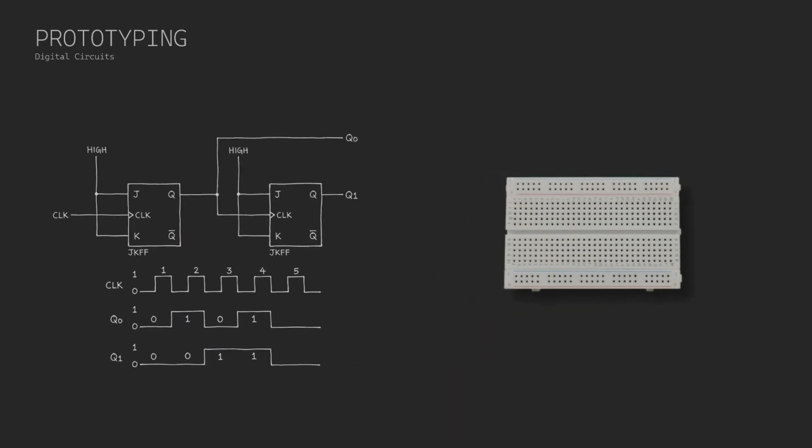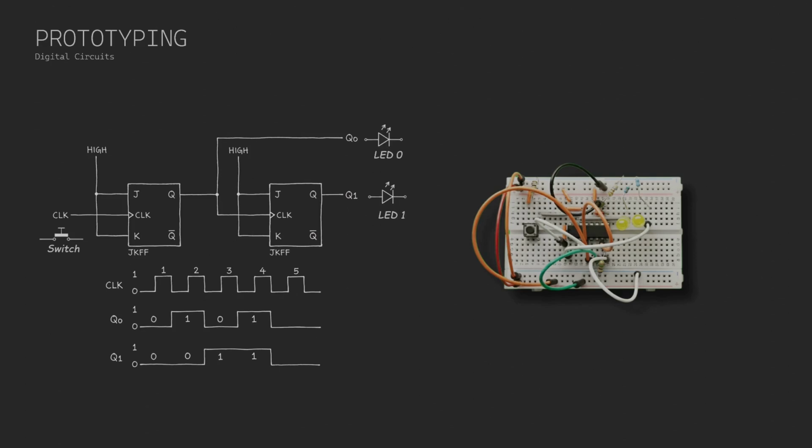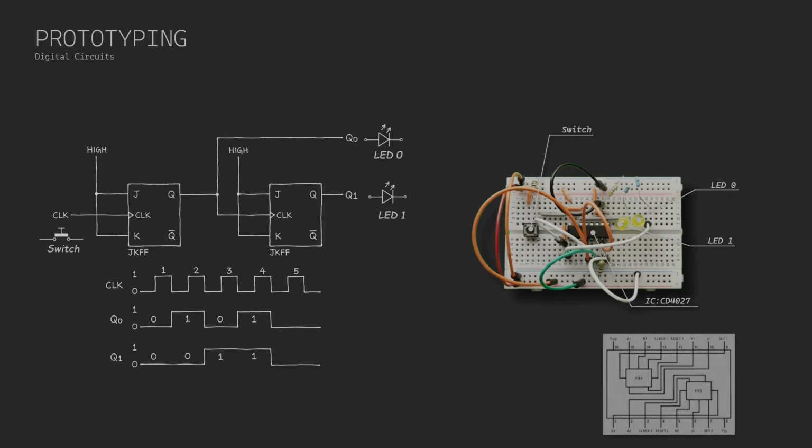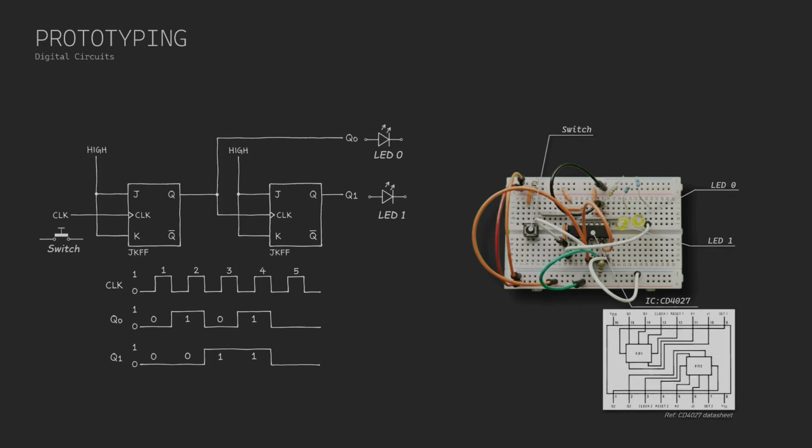Let's build this circuit on the breadboard. We have used a switch that behaves as a clock pulse, and two LEDs which will glow when the outputs are high, and we are using a CD4027 IC for two JK flip-flops. Let's power up the circuit using a 9-volt battery.